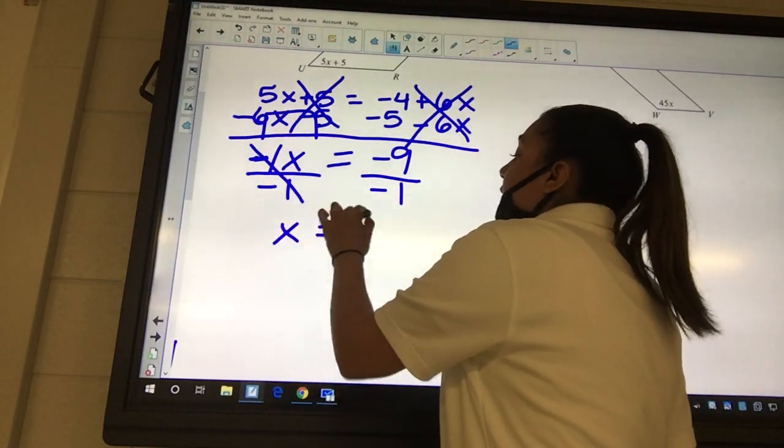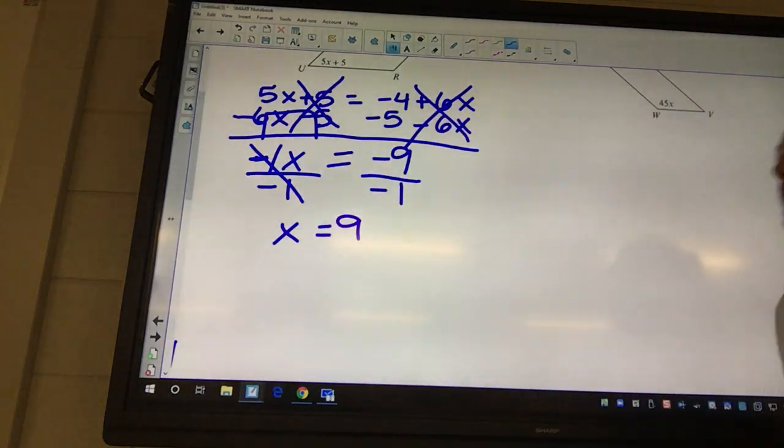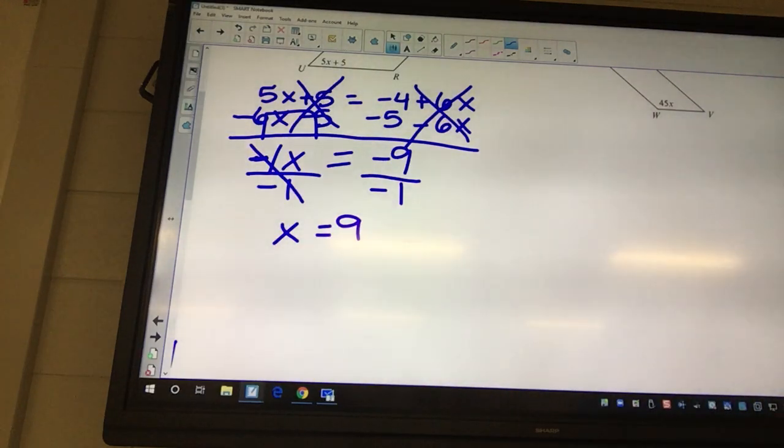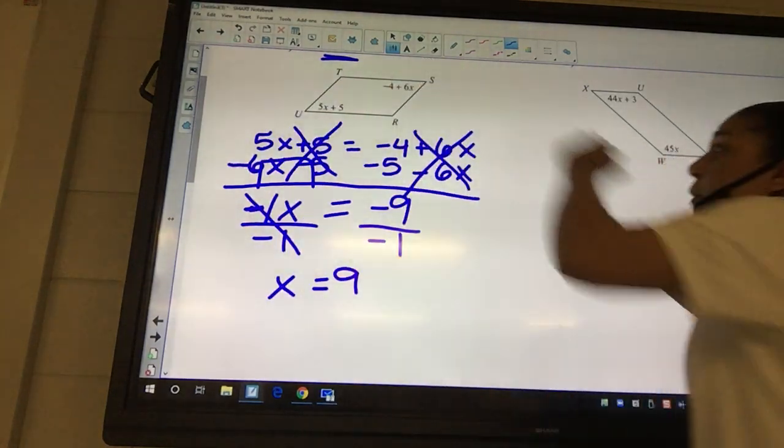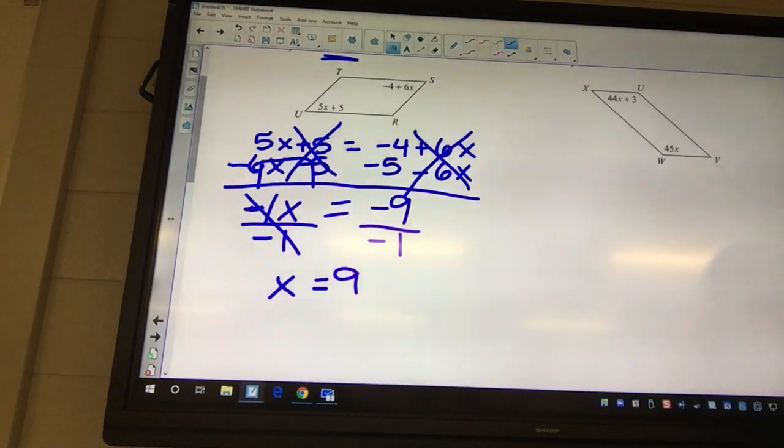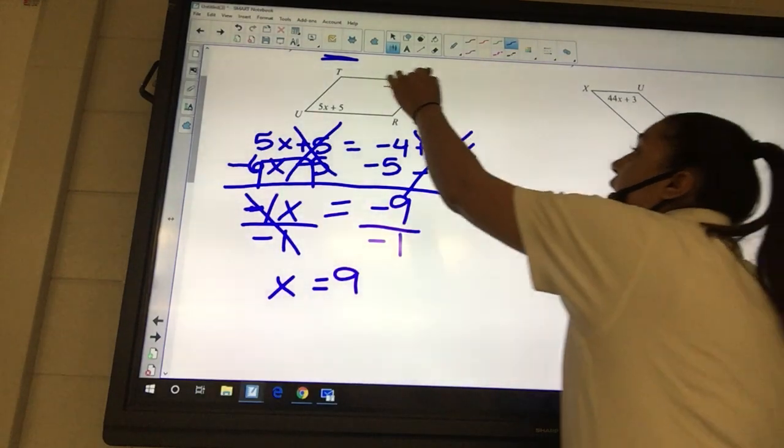Okay, so we got x equals 9. Yay. Okay, so far it's all the same. Okay, now it wants you to find one of the angles. Once you find one of the angles, you can find the rest. Okay, so which one of these do you want to plug it back into? The big one. So I got 5x plus 5 or negative 4 plus 6x. The negative 4 one? Okay, so we'll plug it into this one.